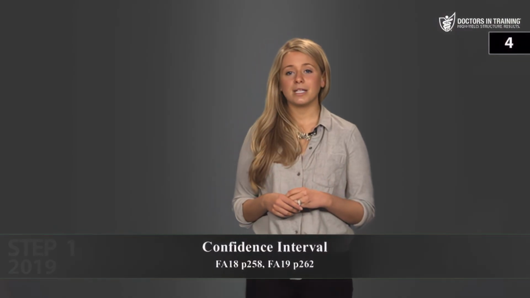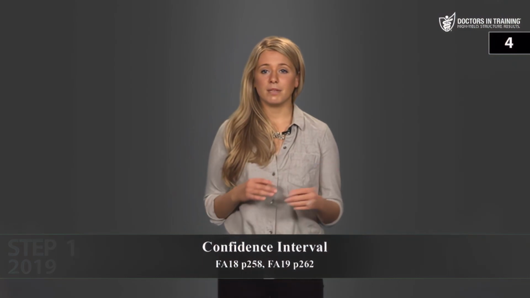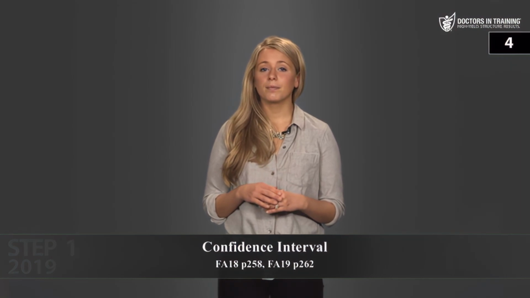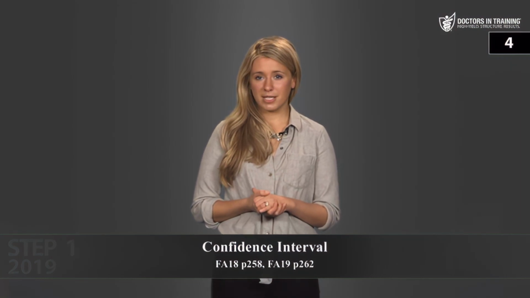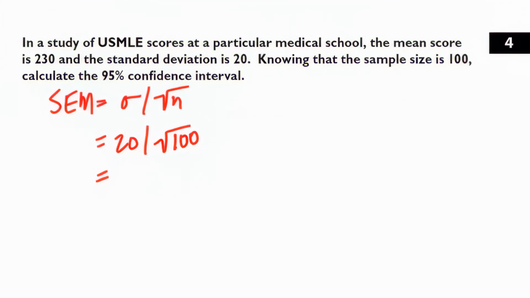In a study of USMLE scores at a particular medical school, the mean score from a random sample of 100 students is 230, and the standard deviation is 20. Calculate the 95% confidence interval. Here, the SEM, or standard error of mean, equals the standard deviation divided by the square root of the sample size. So that would be 20 divided by the square root of 100, or 20 divided by 10, which is 2. So the SEM equals 2.